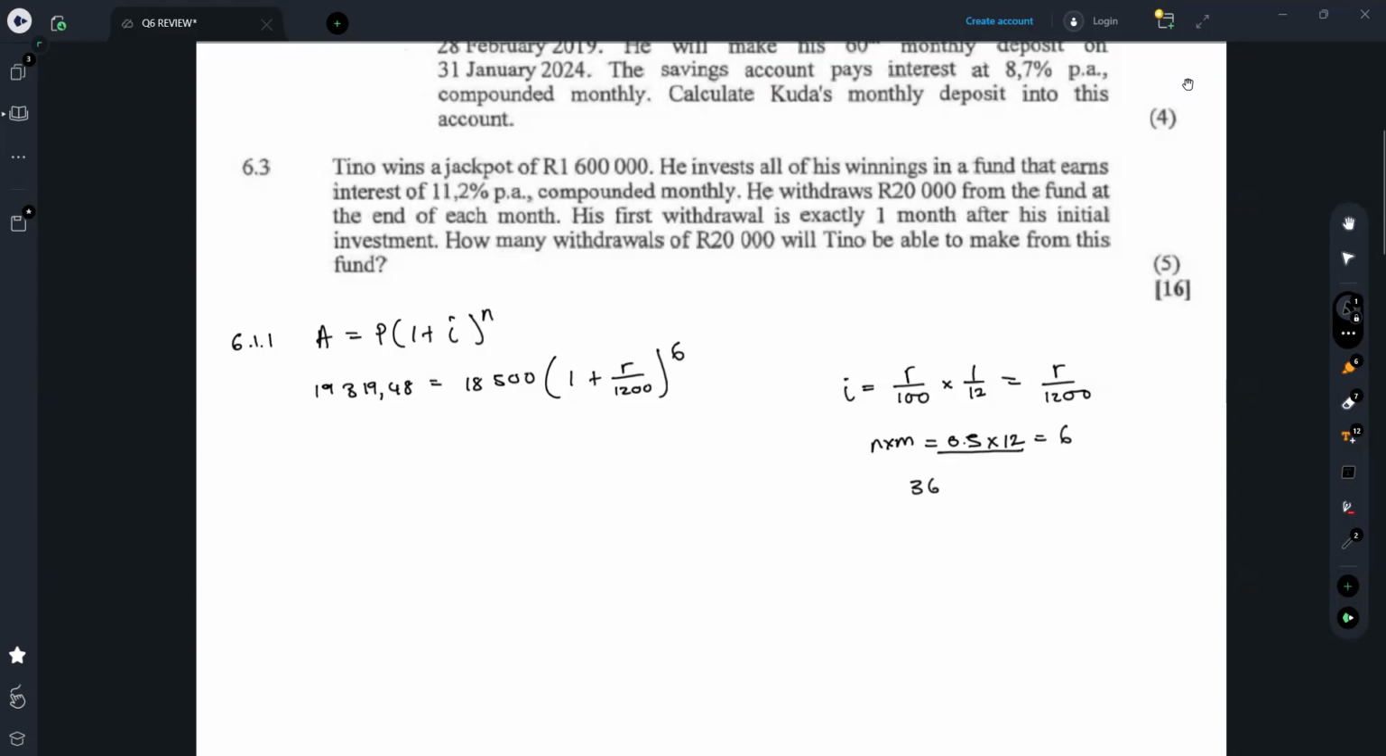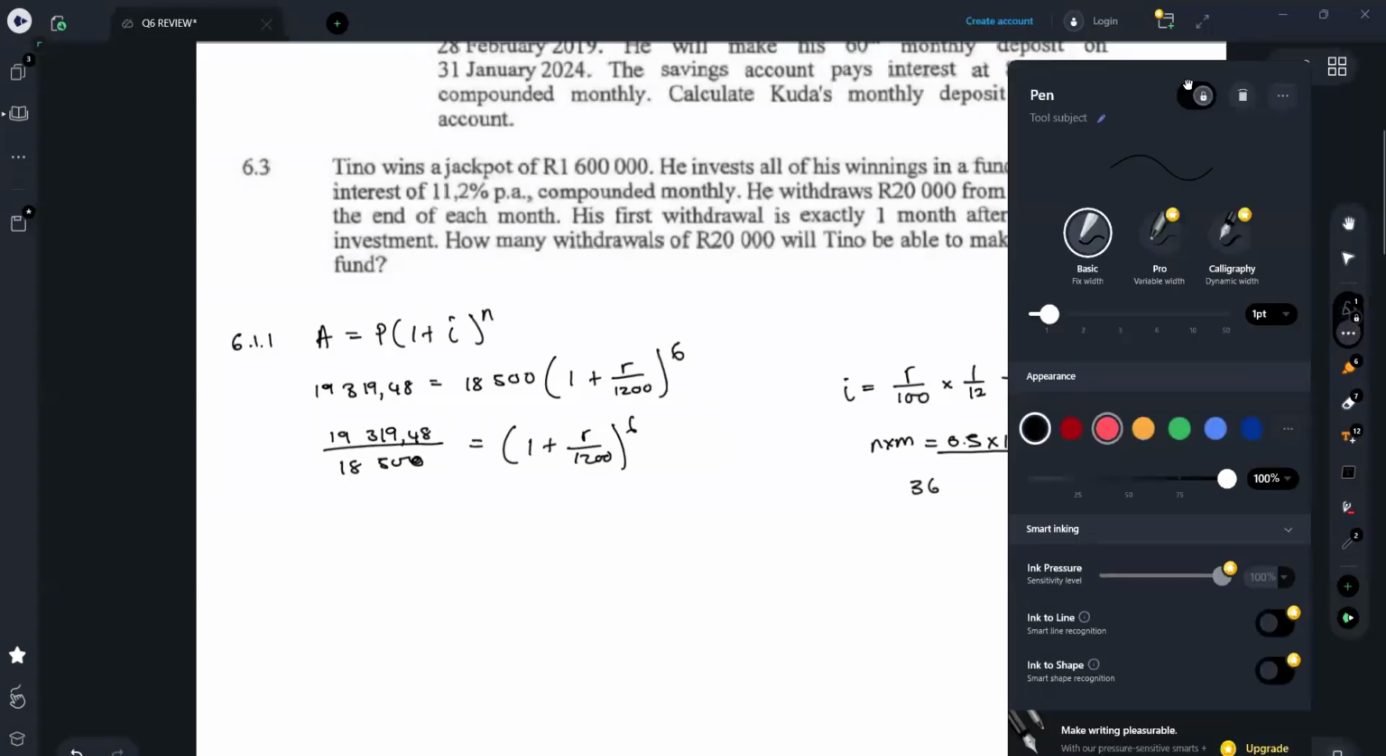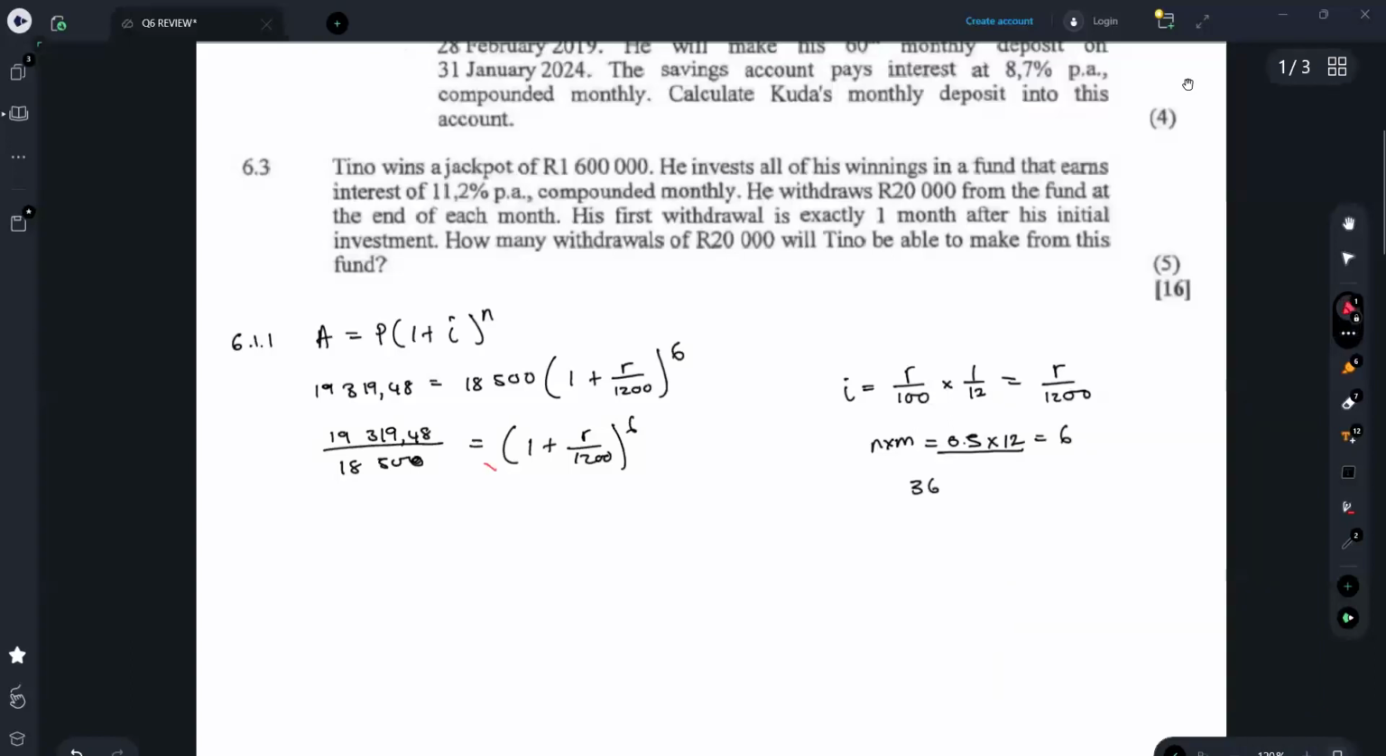So I'm going to divide both sides by 18,500. So I have 19,319.48 divided by 18,500. This is equal to 1 plus R over 1,200 to the power 6. So I want to remove the exponent 6 right there. So what will I do? On both sides, I'll take the 6th root.